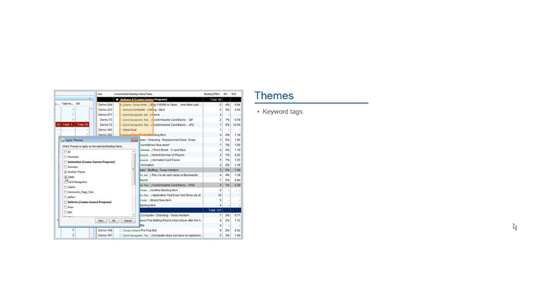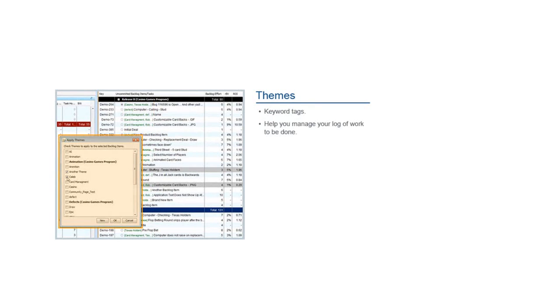in green text. A single work item, or product backlog item, as we refer to them in ScrumWorks Pro, can have multiple themes. Themes help you manage your log of work to be done and aid you in flexibly categorizing this often large list of prioritized work.